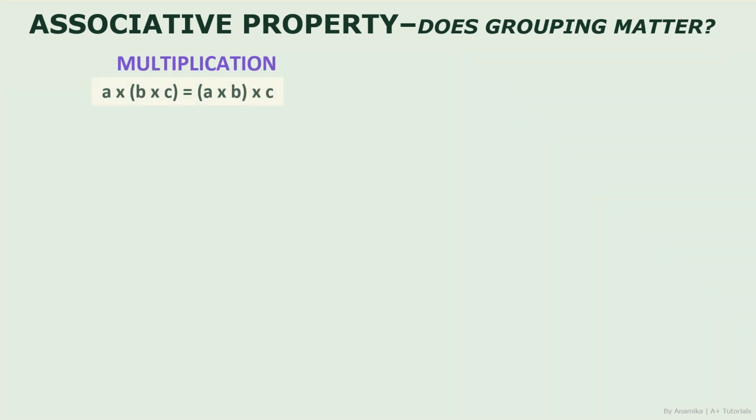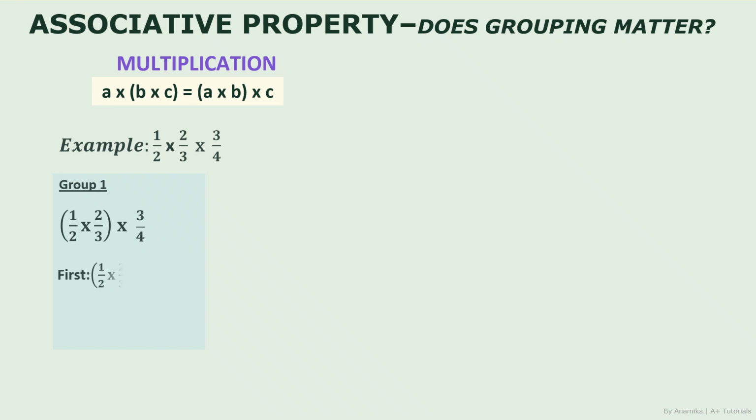Multiplication time. Say we have got these 3 fractions: 1/2, 2/3 and 3/4. Let's group the first 2. 1/2 times 2/3 first. That's 2/6, which is the same as 1/3. Now multiply that by 3/4. 1/3 times 3/4 is 3/12, which is 1/4. Cool, right? Now let's mix up the grouping.